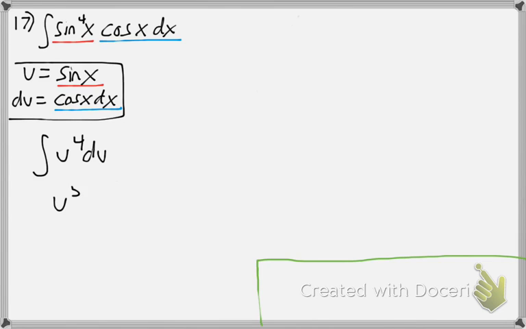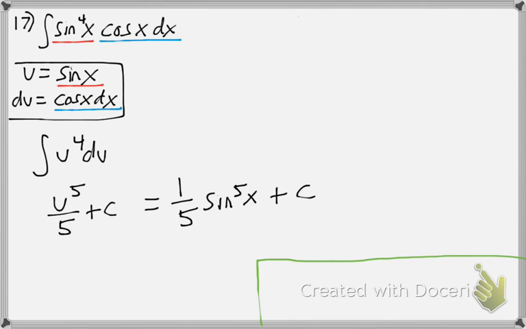So if I integrate that, that's u to the fifth over 5 plus c, which then I can replace with the trig function. Plus c. So definitely not too bad with these trig function ones. Again, you want to let u equal the trig function that has the power.